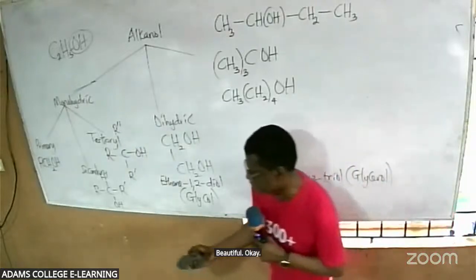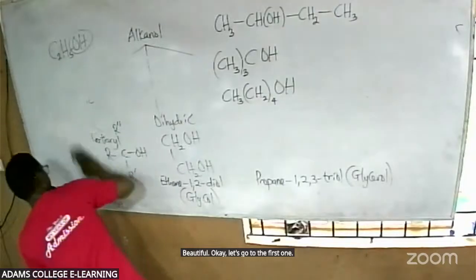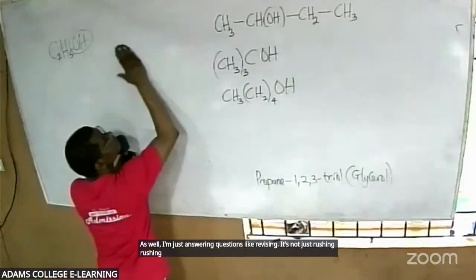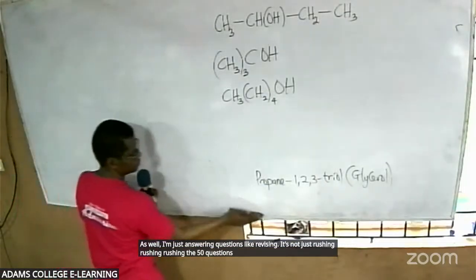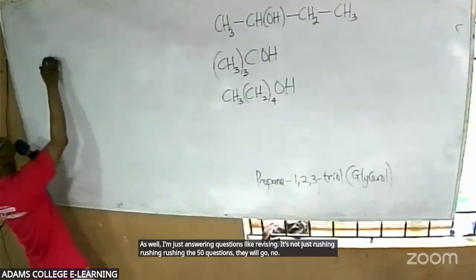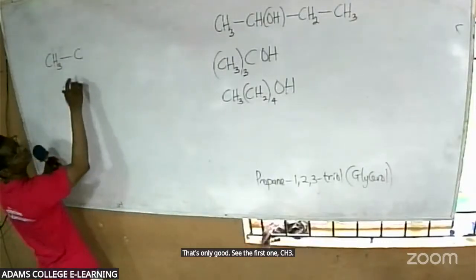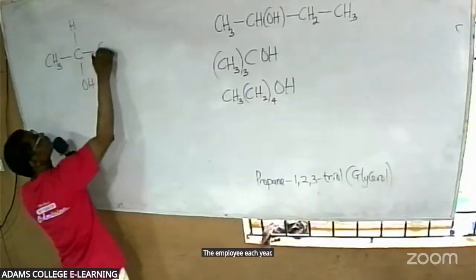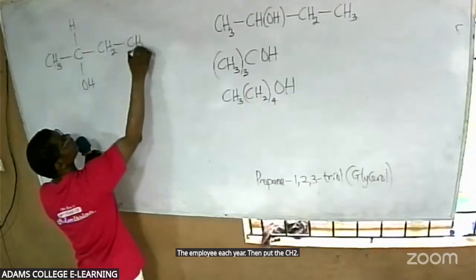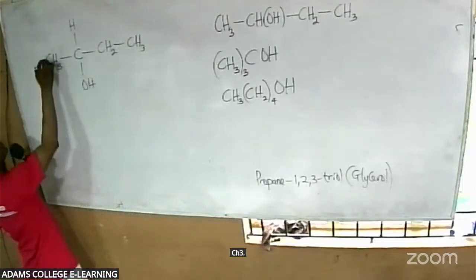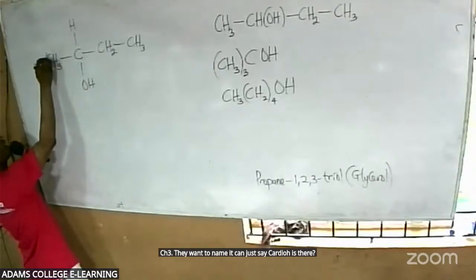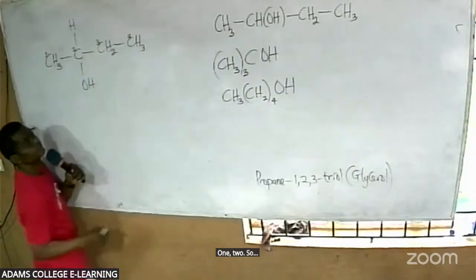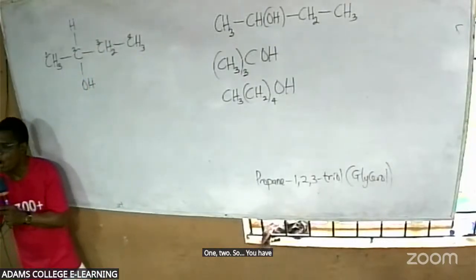Okay, let's go to the first one, because we're not just answering questions, we're revising. It's not just rushing the 50 questions, then we'll go home. No, that's not the goal. See the first one, CH3. You can even draw it out. You can put the OH here, then put the H here, then put the CH2, CH3. If you want to name it, because the OH is there, start 1, 2, 3, 4. You have OH, your name must end with -ol.